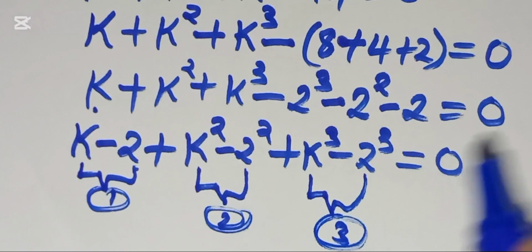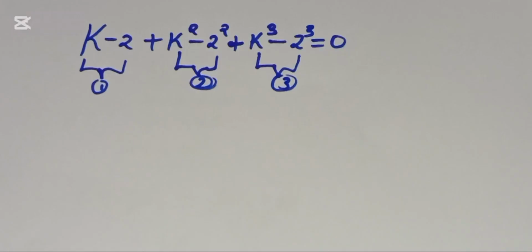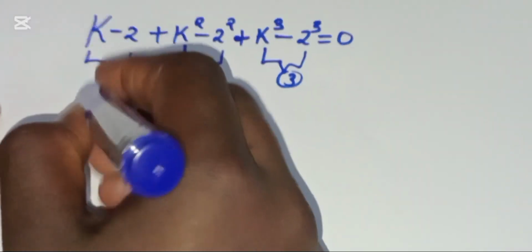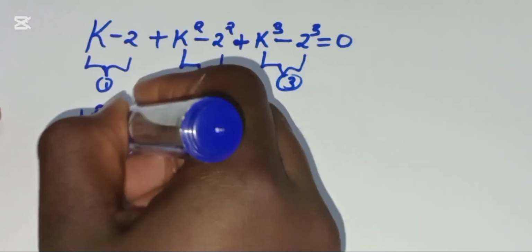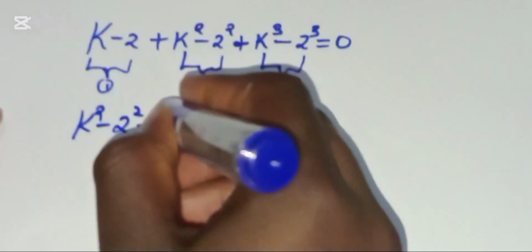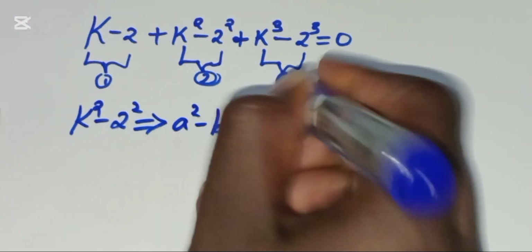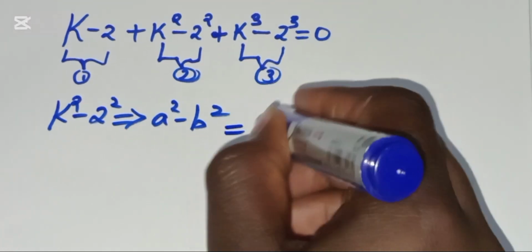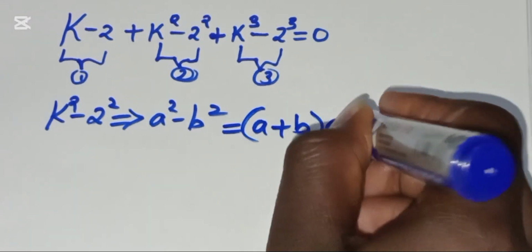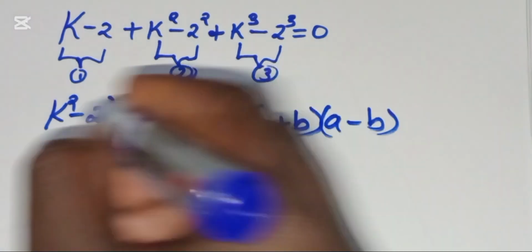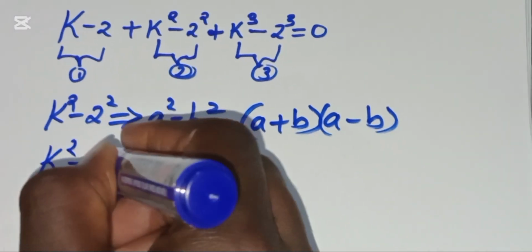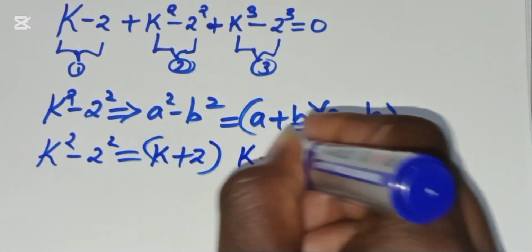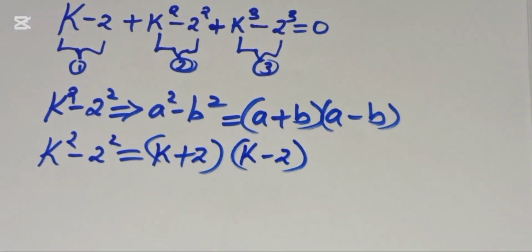Okay, now from here, as you can see the second part is the difference of 2 squares, that is k squared subtract 2 squared. This is in the form of a squared minus b squared, which is the difference of 2 squares, which is expressed as a plus b, a minus b. So we can have k squared subtract 2 squared as k plus 2 and k subtract 2. We can express that part as that.